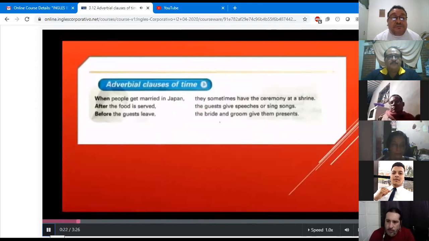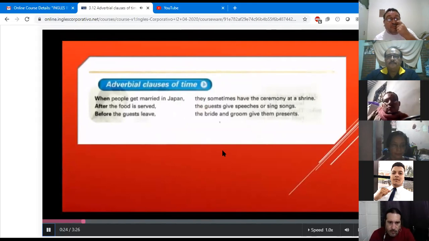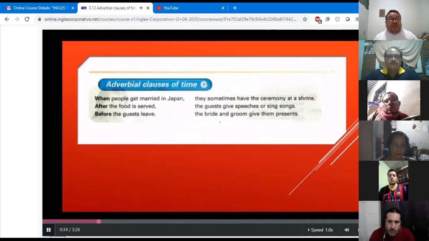Adverbial clauses of time. When people get married in Japan, they sometimes have the ceremony at a shrine. After the food is served, the guests give speeches or sing songs. Before... okay. People get married in Japan.